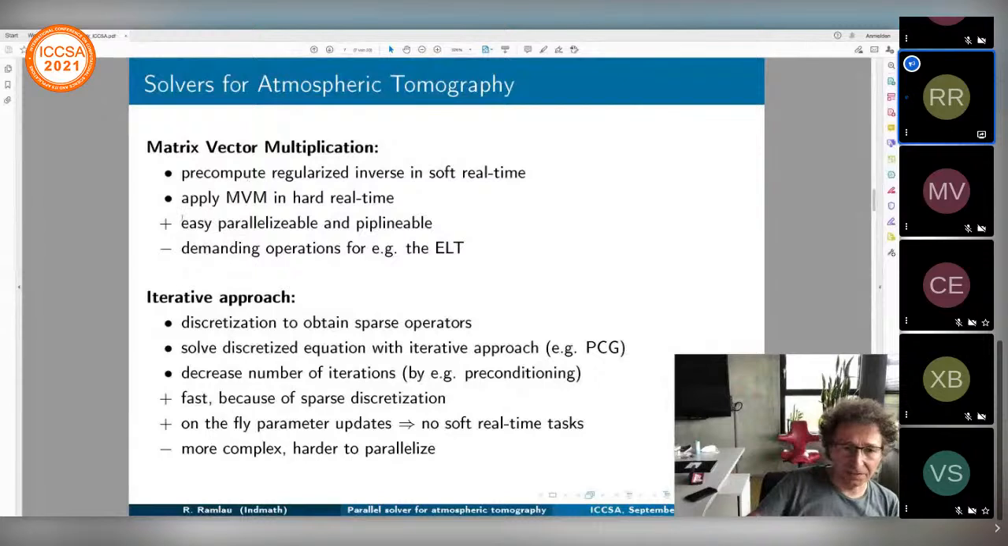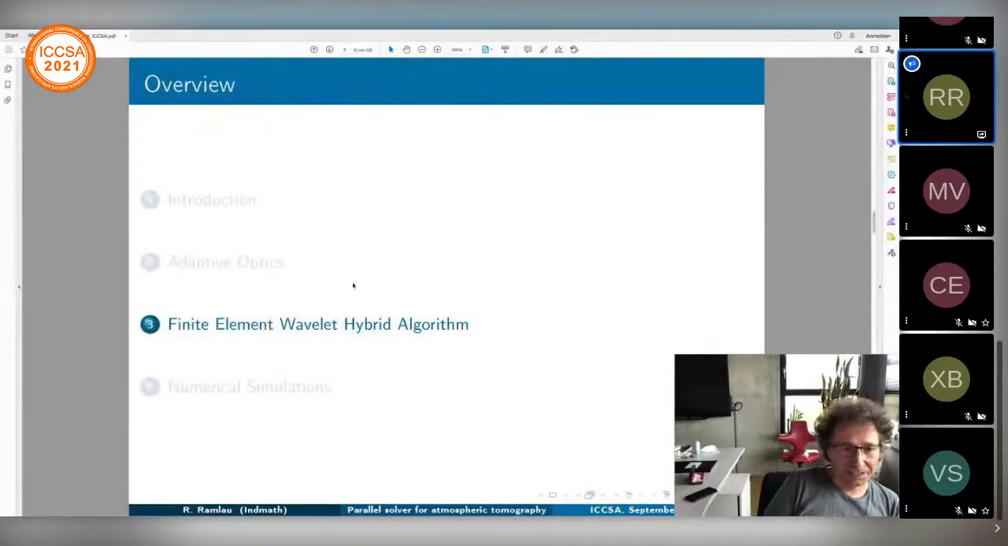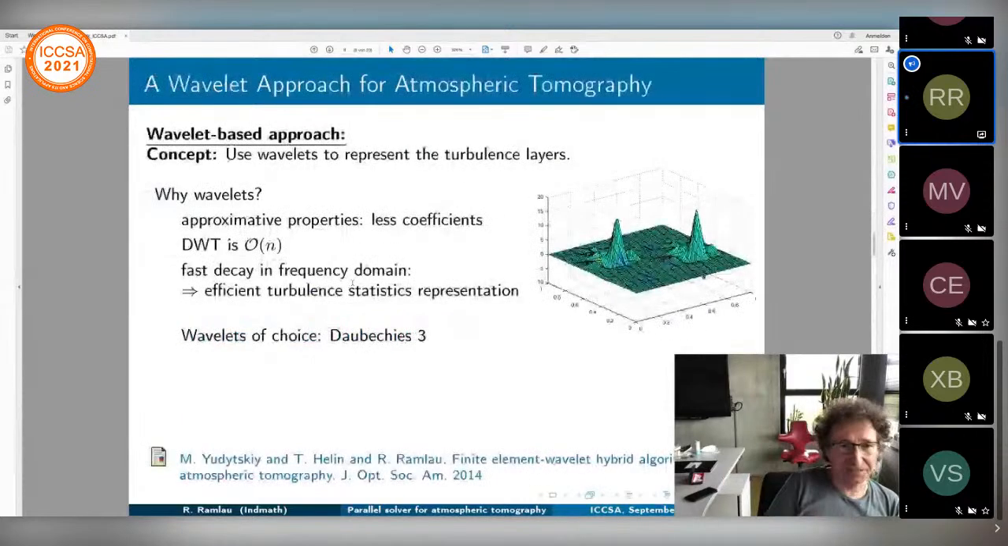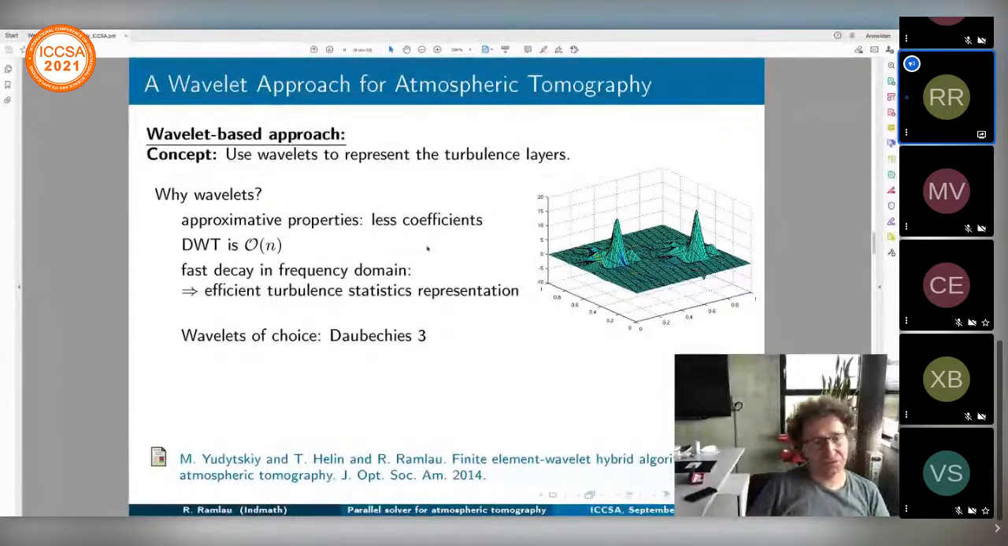Okay, and we looked at how this can be done on a computer. And maybe first the wavelet approach for the atmospheric tomography problem. So we used wavelets for the discretization. See here some of these wavelets. Why did we use that? Well, first, of course, wavelets have good approximation properties. You need only few coefficients for a nice representation of the wavefronts or the turbulence, and also the discrete wavelet transform is quite fast, so you have O(n) operations in principle.